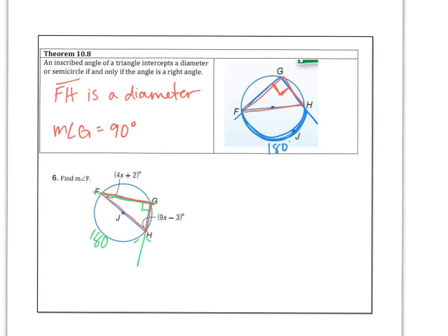And I know something about all triangles. The angles in every triangle have a sum of 180 degrees. So if I add all 3 corners together, it should equal 180. So I'm going to do 4x plus 2 plus 9x minus 3 plus the 90, which is right here. I have to add all 3 corners. If I add them all together, I should get 180. Combine your like terms. You have 13x, and then you have 87 plus 2, so 89. Subtract your 89.